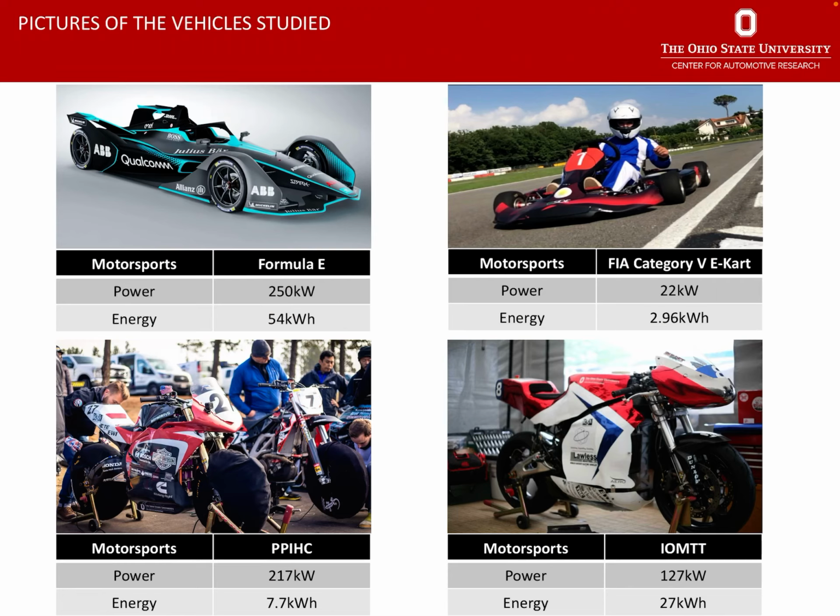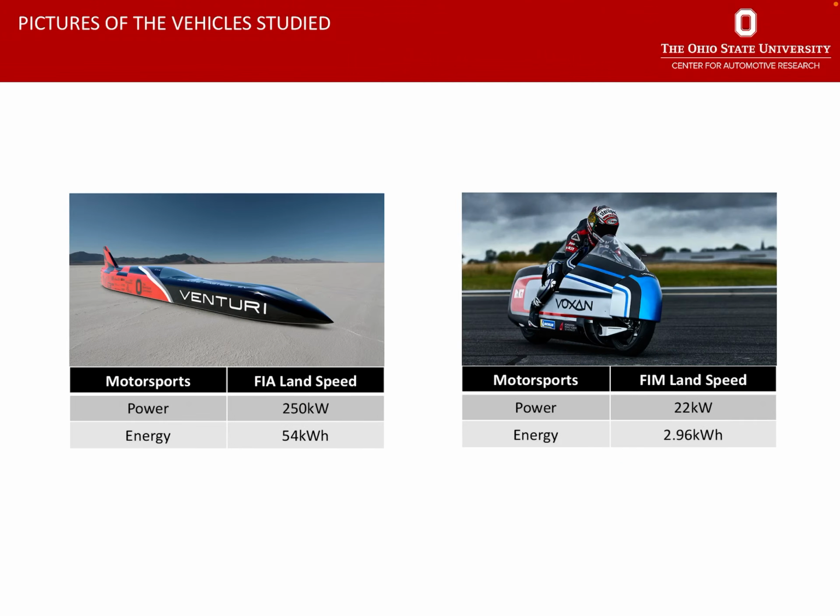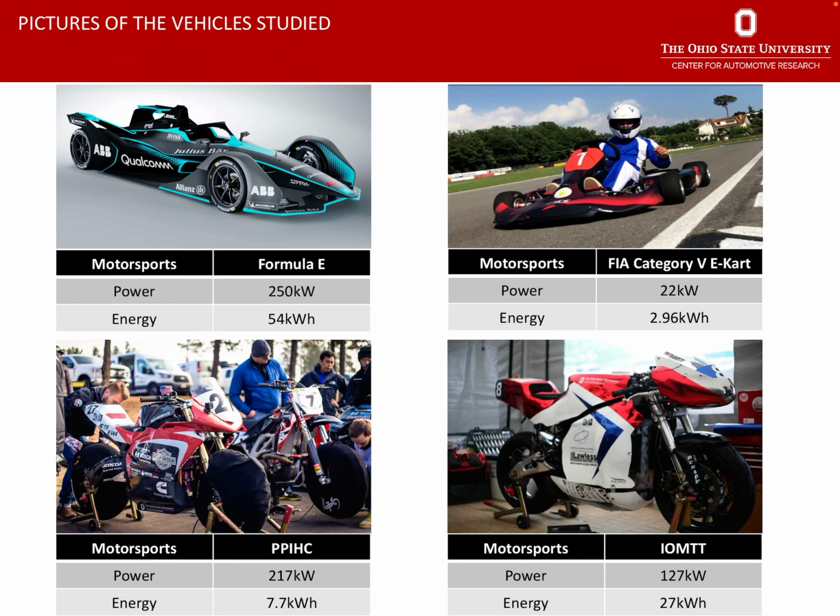The first one being the Formula E racing, and the second one, go karts. The third one, the Pikes Peak International Hill Climb. The fourth one, the Isle of Man TT. And the fifth one, the Venturi Buckeye Bullet. And the sixth one, the Vaux and Wortman. For the purpose of this presentation, I'll be just focusing on the Formula E profile.